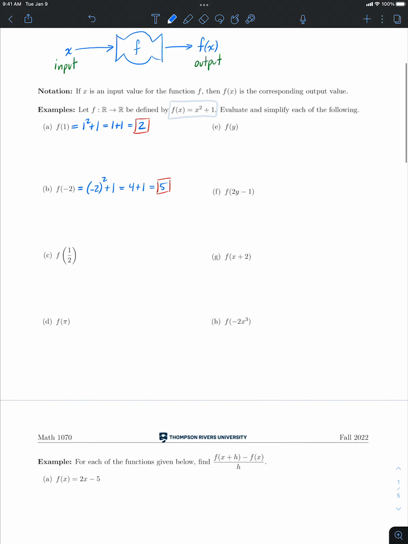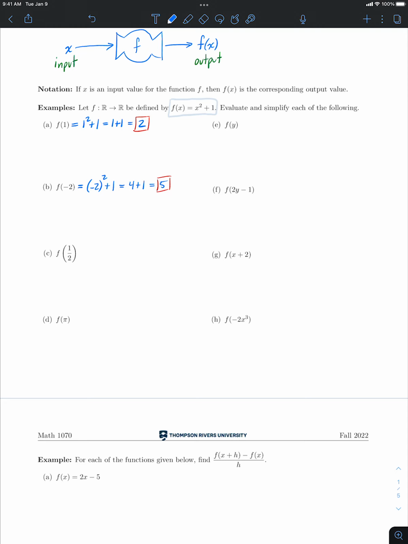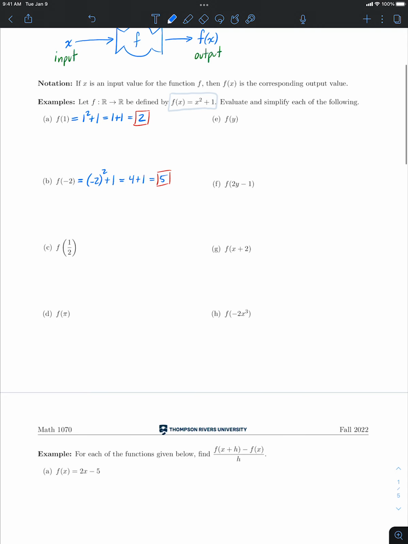Okay, and those were whole numbers, but you can also use fractions, right? It says you can plug in real numbers. So what about something like a fraction? Okay, how about a half? So we get f of 1/2. That's going to give us 1/2 squared plus 1. So what's 1/2 squared? That's going to be 1/4. A half times a half will give you 1/4. So you've got 1/4 plus 1. Now get a common denominator there, and you're going to end up getting 5/4.